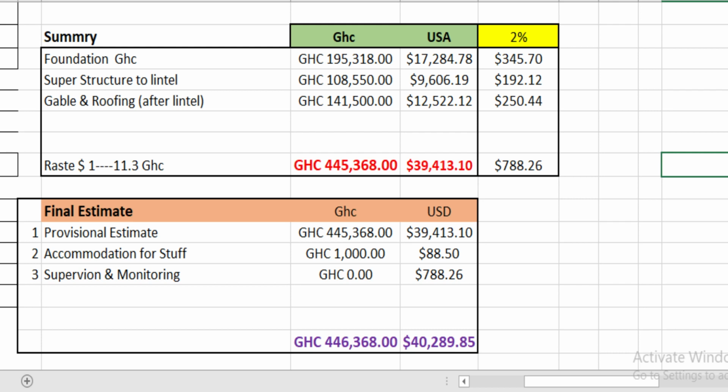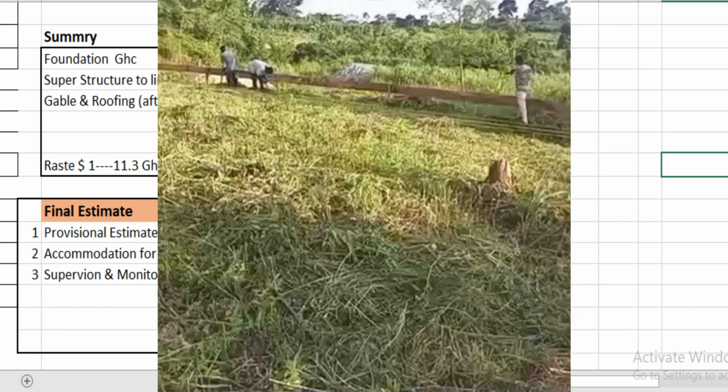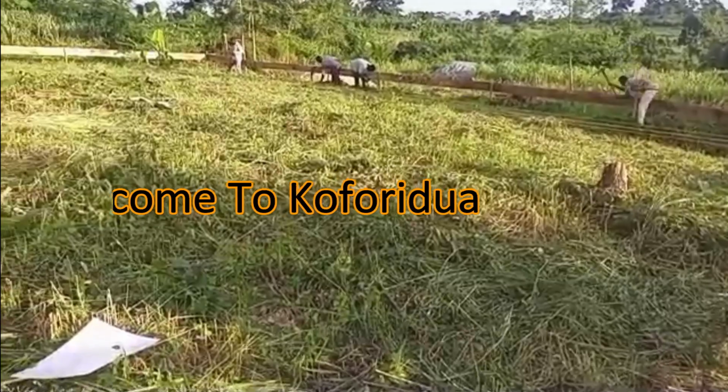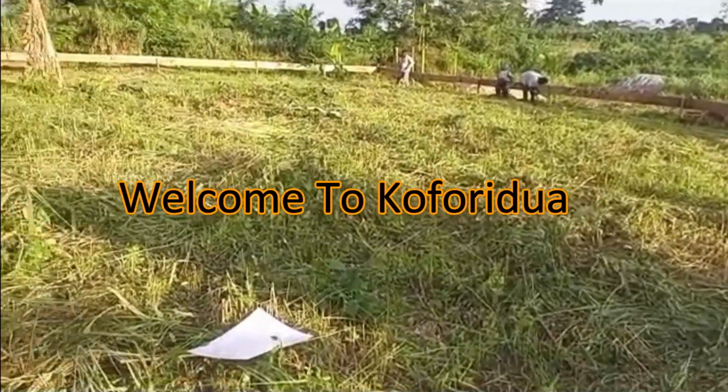In your view is the total breakdown of the cost of the project, which is approximately $40,289. All right. So I welcome you all to Koforidua.